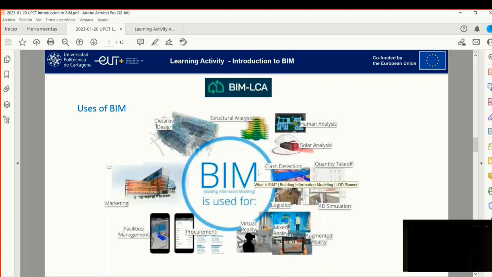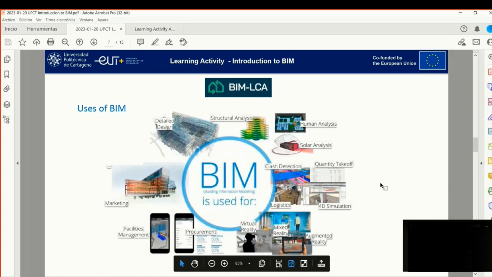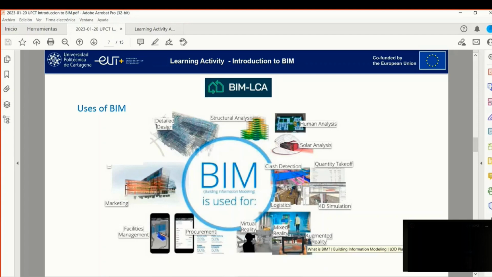Okay, I think I told you about the uses. There are also uses that I didn't mention before. For example, virtual reality, mixed reality and augmented reality. We can build some part of the building knowing the position with these tools, okay?